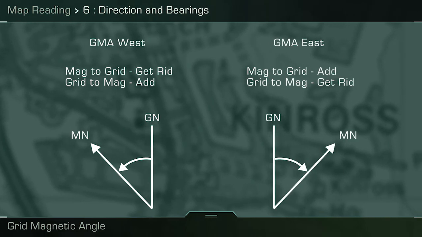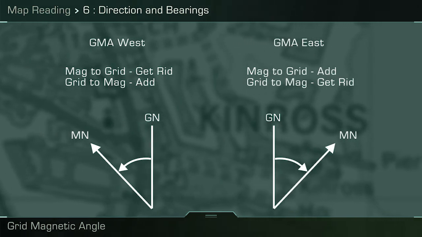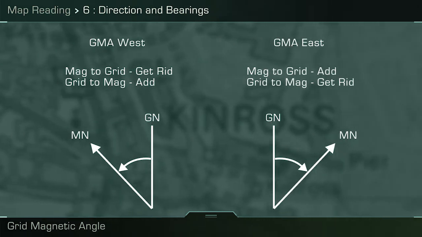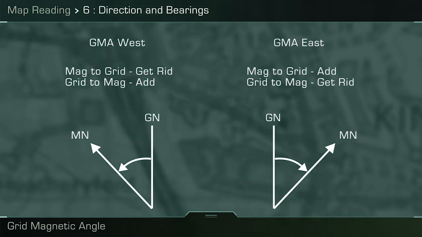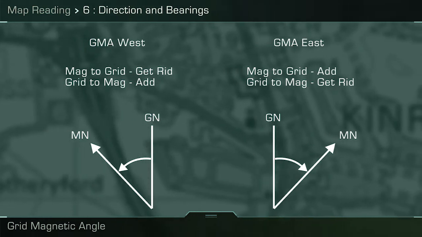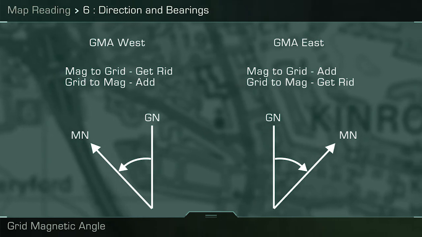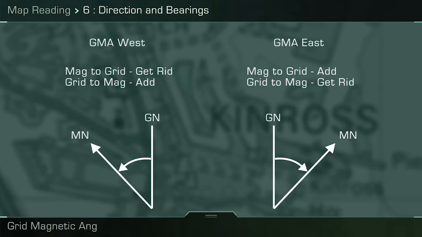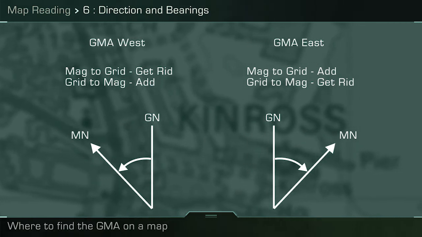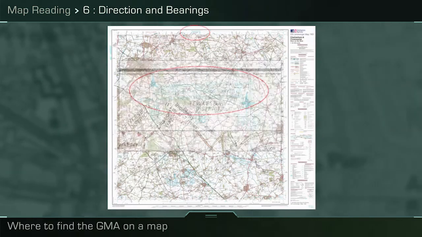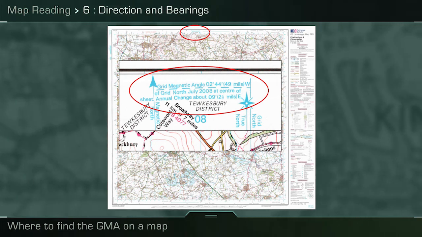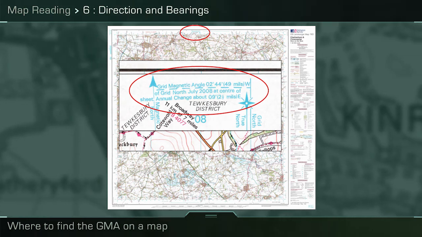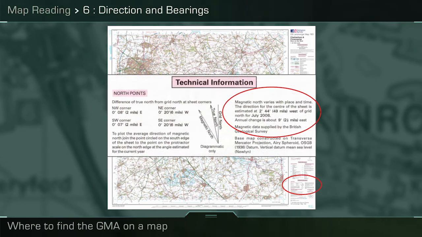And when using a grid bearing taken off a map to find a feature on the ground, you add the GMA to find the correct magnetic bearing, remembered as grid to mag, add. If the magnetic north appeared to the east of grid north, you simply reverse the adding and subtracting as shown here. The GMA will feature in the blue text on the map circled as shown, or in the text circled here in the map technical information section.